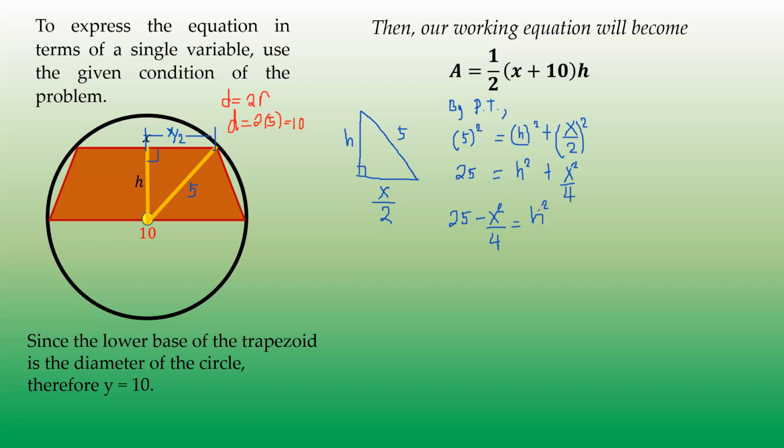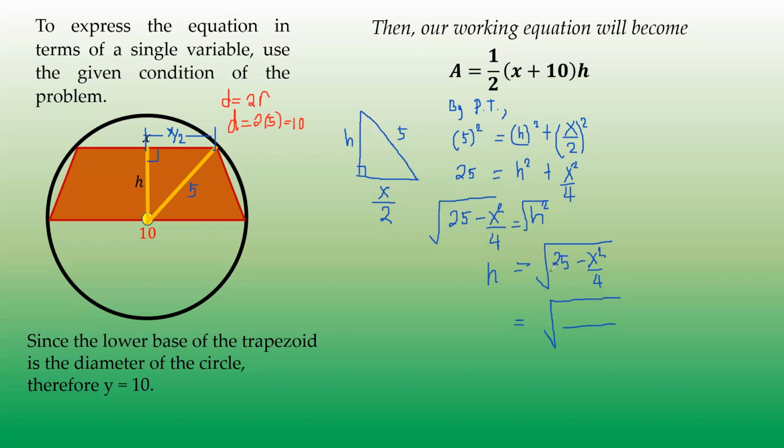What you need is just h. So we take the square root of both sides to get h. So h is equal to the square root of 25 minus x squared over 4. Or you can use the LCD inside. Let's simplify. The LCD inside is 4.